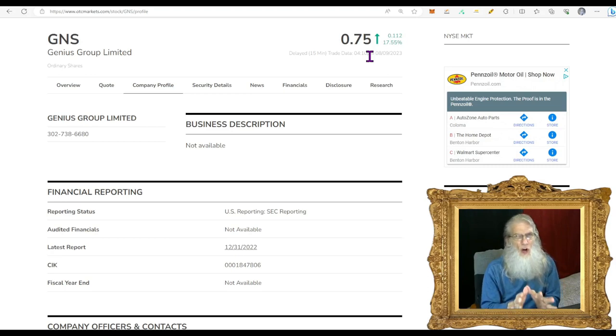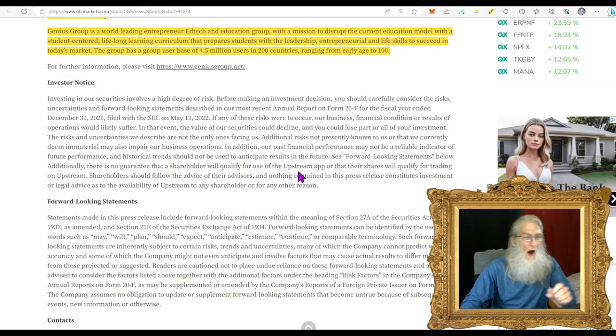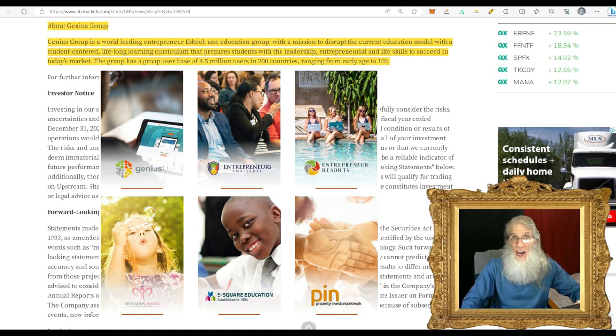But the way the charts look, and as hot as this news is, I'm thinking she's going to hit a dollar real easy. You like the way that sounds, don't you? So what does this company do? Well, they are a company out of Singapore that deals with online educating, primarily with entrepreneurs.